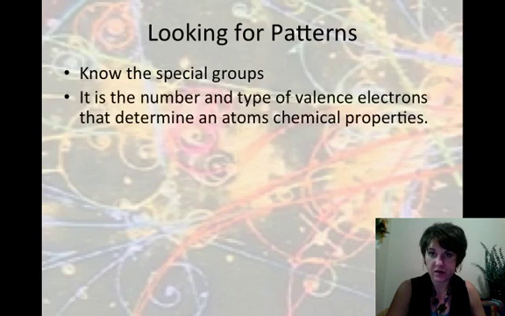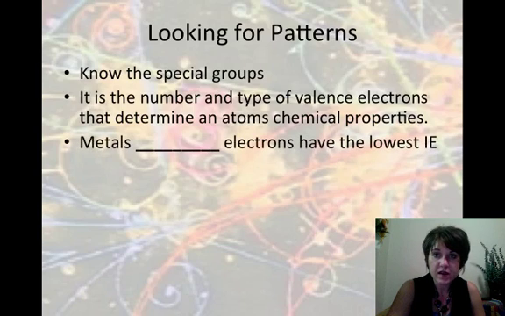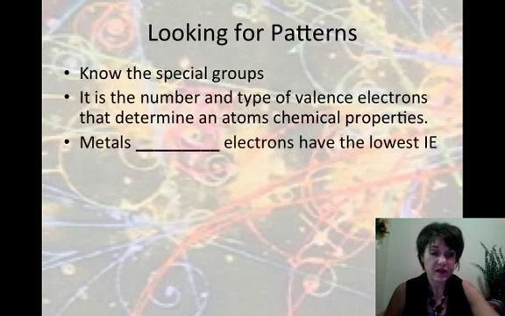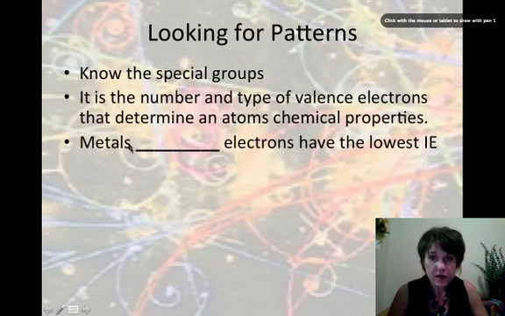Let's look for patterns. When you're looking at the periodic table, there's certain groups that I need you to know. And it's based on how they react and what they do when they interact with other types of elements. So we're looking at the number of valence electrons because that's what determines the chemical properties of an atom. Valence electrons are on the outside ring, so naturally they're the ones that are going to come in contact first, right? The ones on the outside.